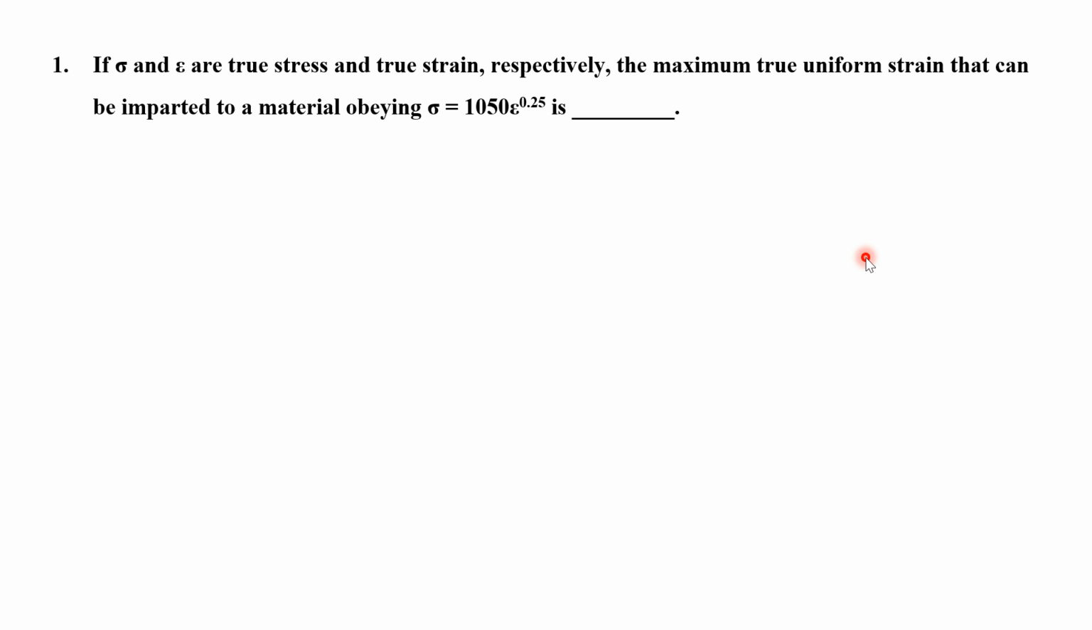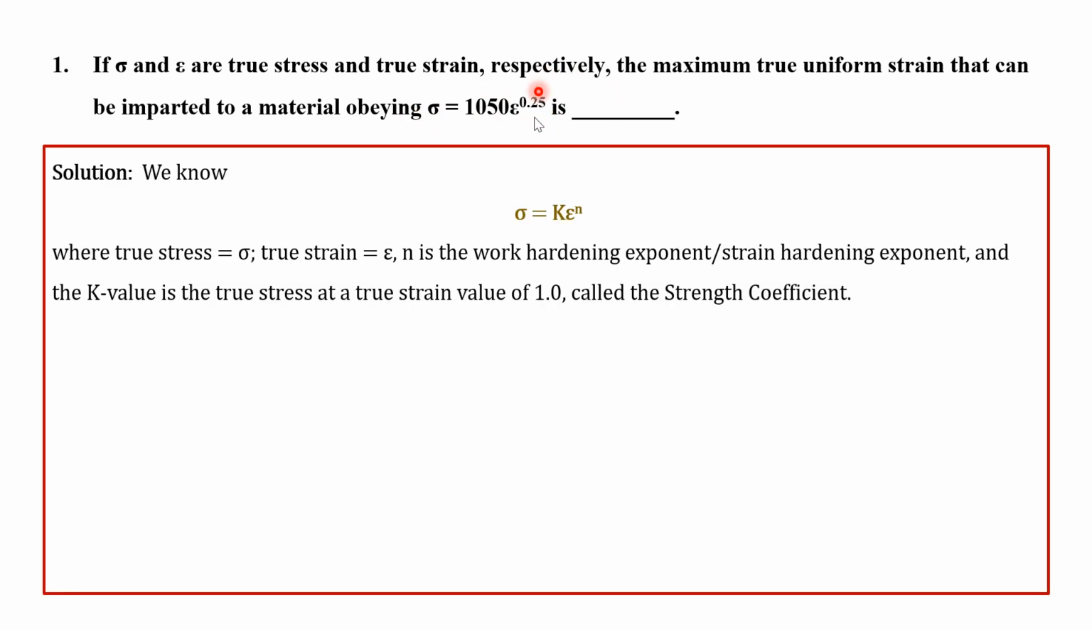Okay, so then I'll go with the concept. Here it is given sigma equals 1050 epsilon power 0.25. This is a power law kind of relation and it denotes the true stress and true strain. So first of all, this equation tells us about true stress and true strain.